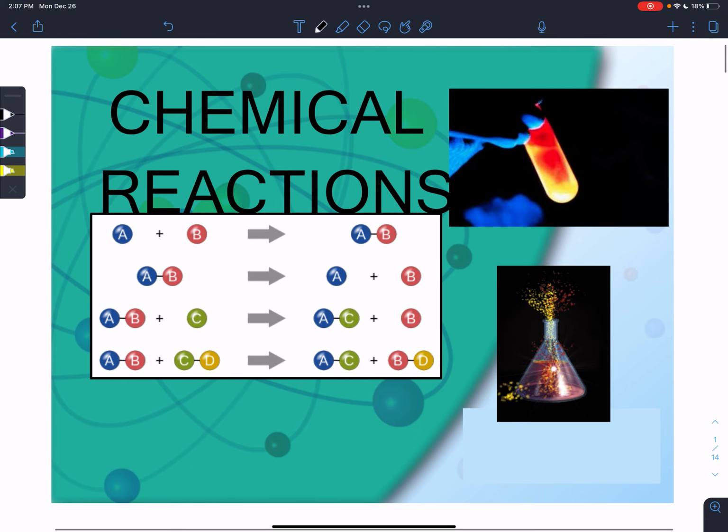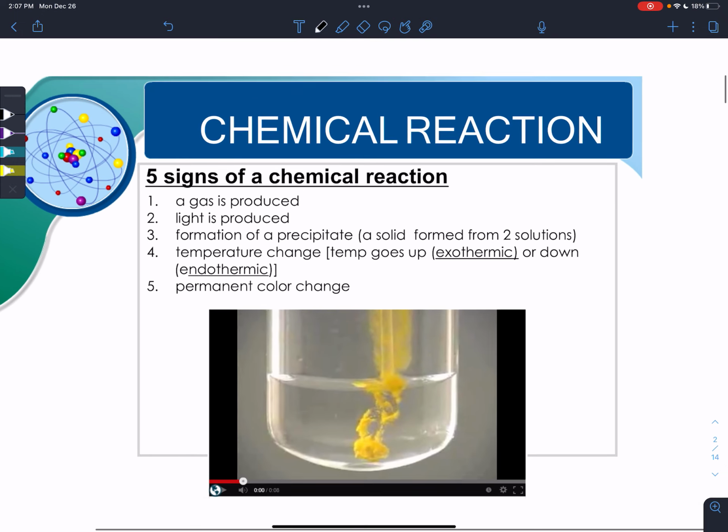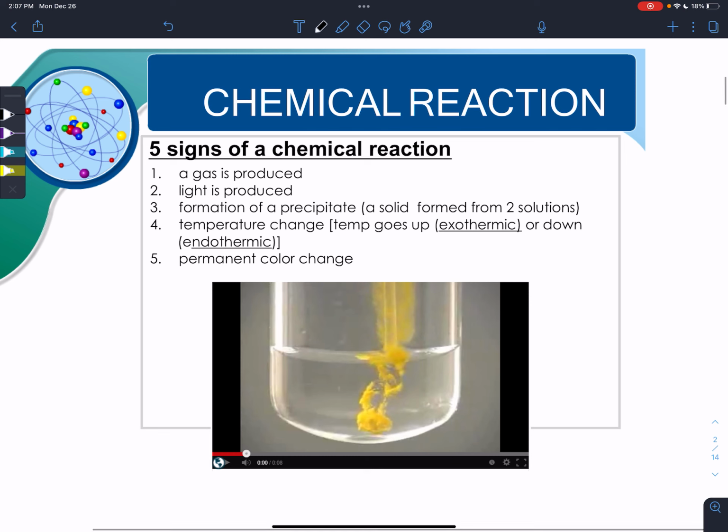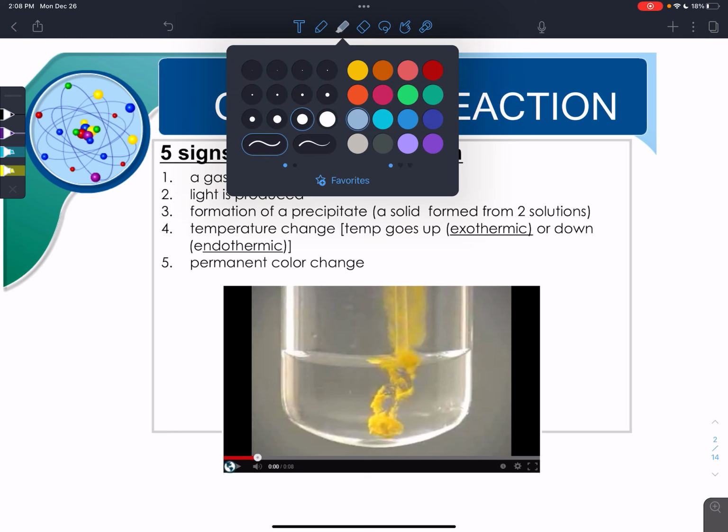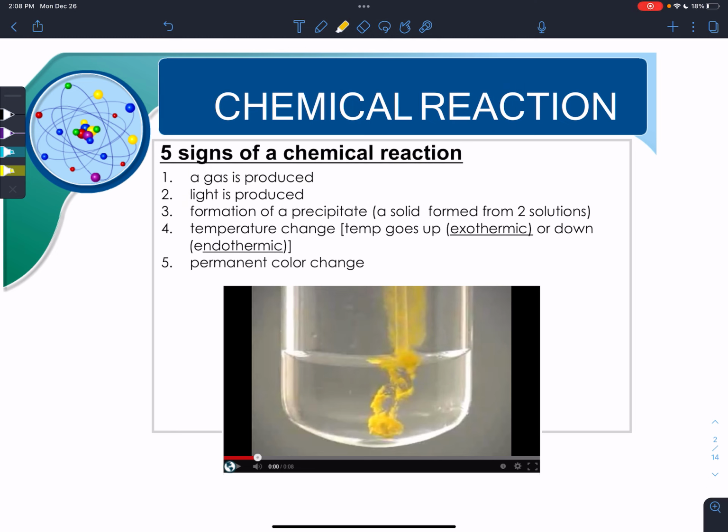This is chemical reactions. All right, there are 5 signs to look for in a chemical reaction. The first is that a gas is produced. The second is if a light is produced. The third is the formation of a precipitate. That is a key word that you want to make sure that you understand.